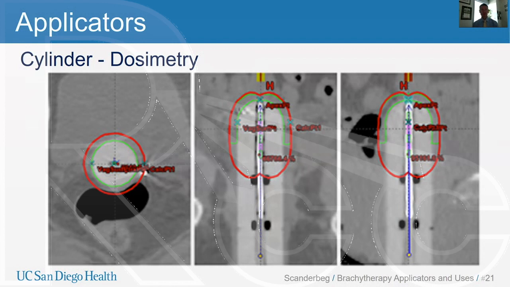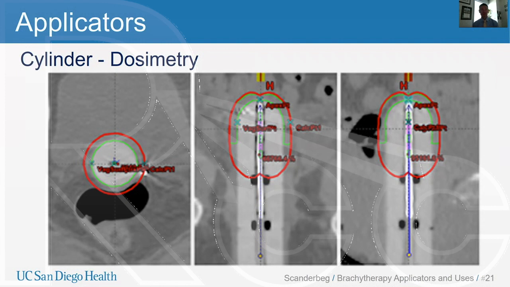Typical prescriptions for the cylinder will be for the prescription dose at the surface of the cylinder or at a 5 millimeter depth from the surface of the cylinder. It's also important to have proper communication with the physician as to the treatment length. So one way to specify this is to use an active length, where the active length means the total length of the active dwell positions in the cylinder.